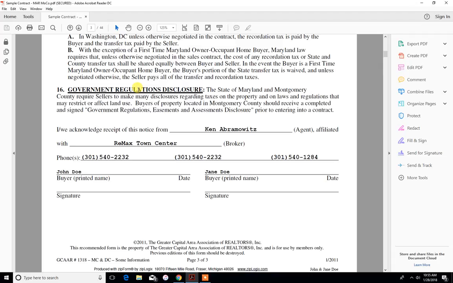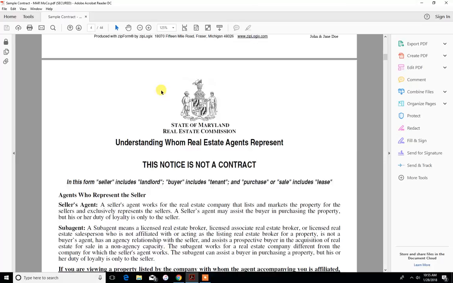And then there's also a government regulation disclosure that we're going to get from the seller. We'll get to it, and I'll explain that to you in more detail. Just understand you have a right to get that disclosure.